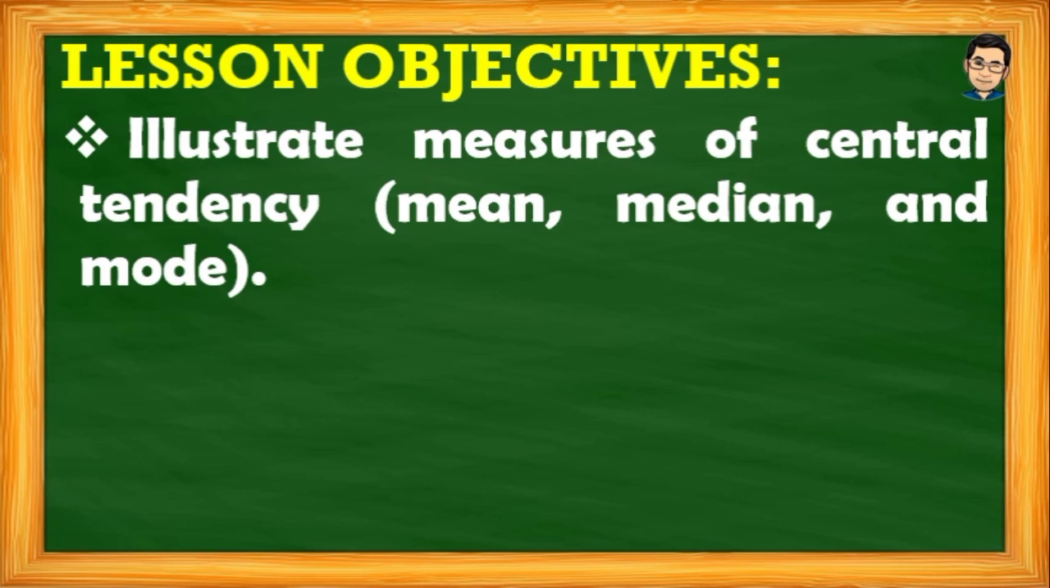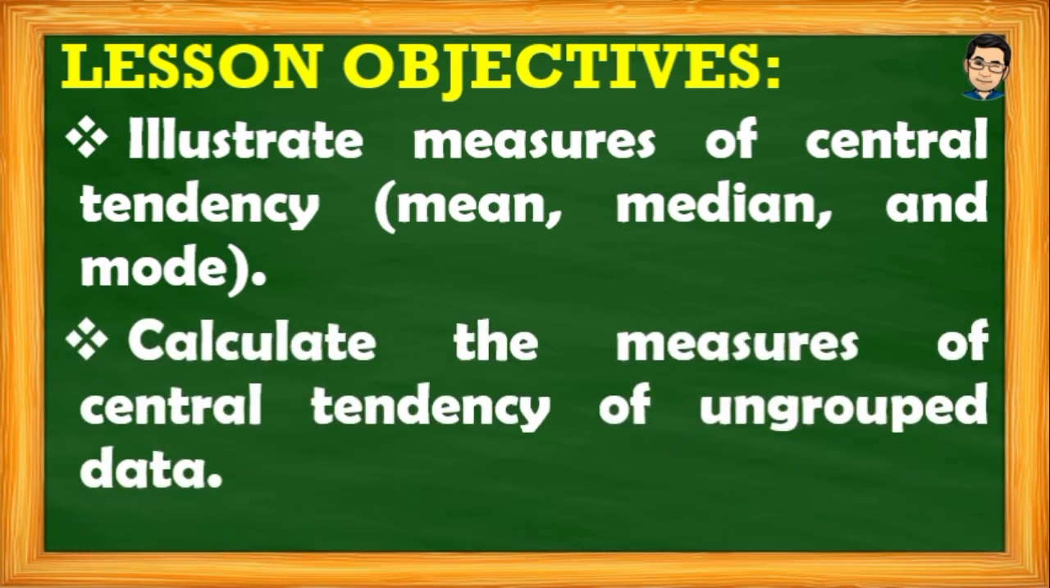We will discuss that, and one of our main agenda is to calculate the measures of central tendency of ungrouped data. All of them, mean, median, and mode, we will discuss. We have 2 examples each for mean, median, and mode so that you will at least have an idea and be guided on how to compute and solve the mean, median, and mode.